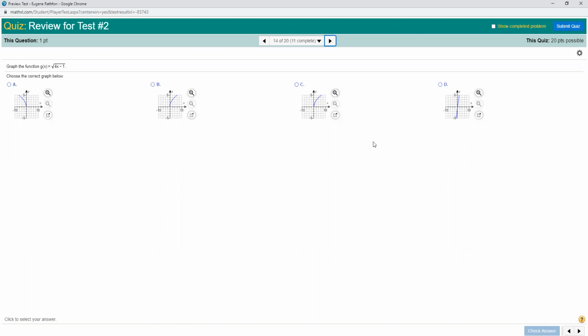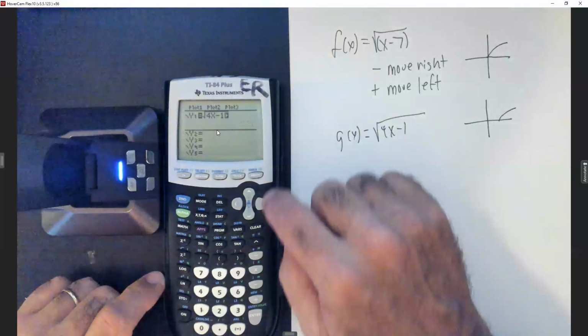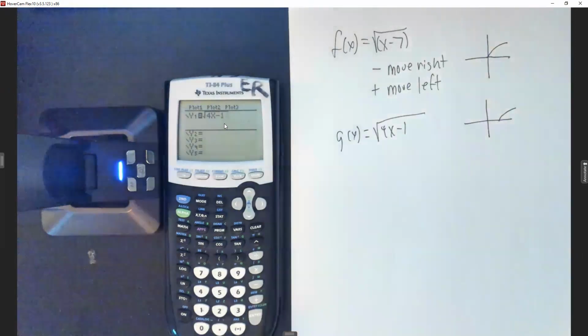All right, so I'm not on my calculator, I don't think. All right, so I went to, let me clear that. So I went to y equals, I hit second x squared to get the radical, and then I put in my 4x minus 1. So I've got the radical. Now, if you remember on that graph, let me show you on the graph.